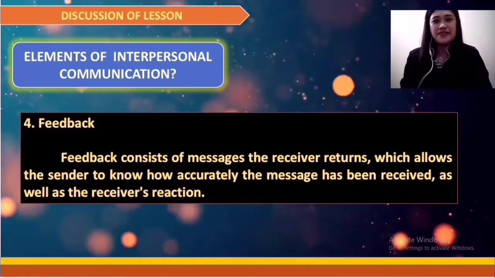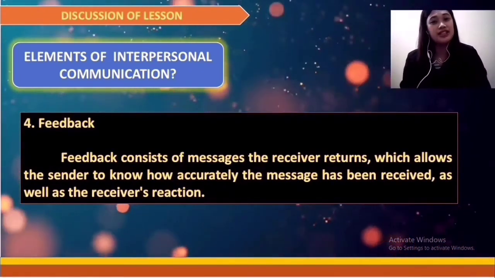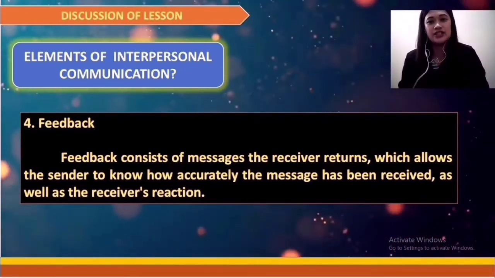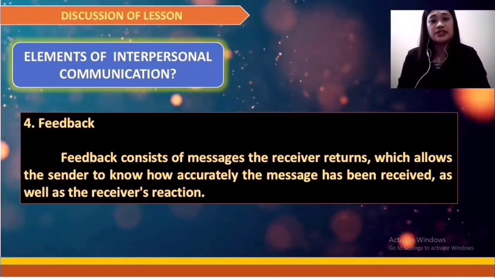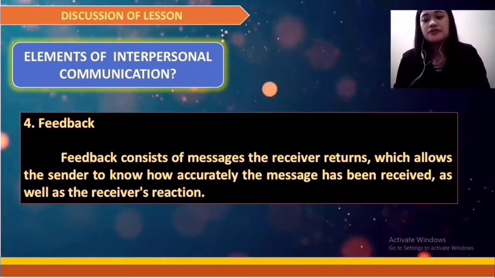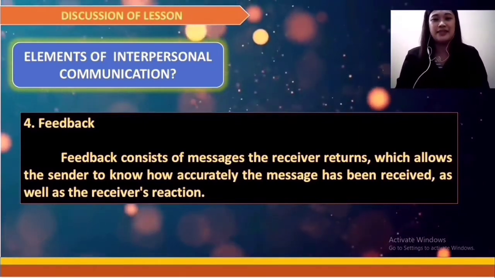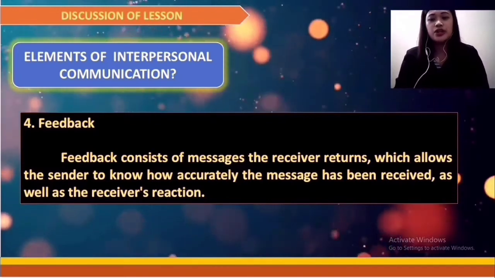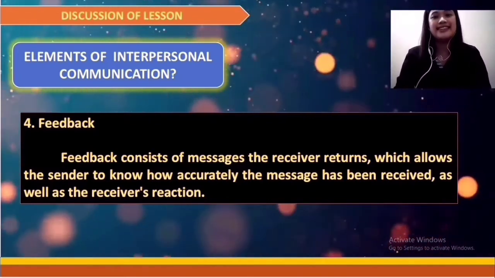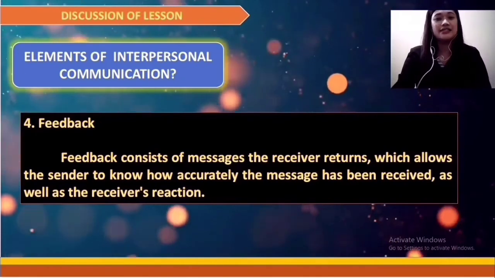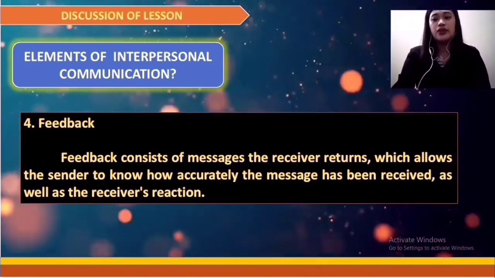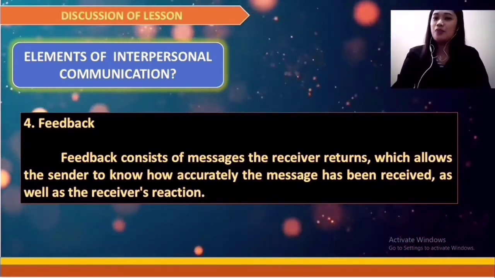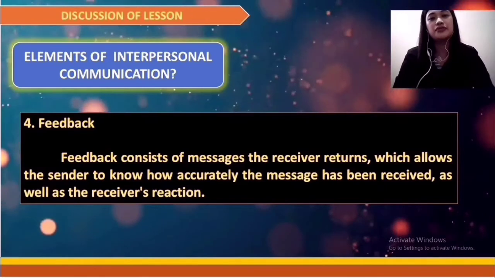The fourth one is feedback. Feedback consists of messages the receiver returns which allows the sender to know how accurately the message has been received, as well as the receiver's reaction. Types of feedback range from direct verbal statements, for example, "Say that again, I don't understand," to subtle facial expressions or changes in posture that might indicate to the sender that the receiver feels uncomfortable with the message. Feedback allows the sender to regulate, adapt, or repeat the message in order to improve the communication.